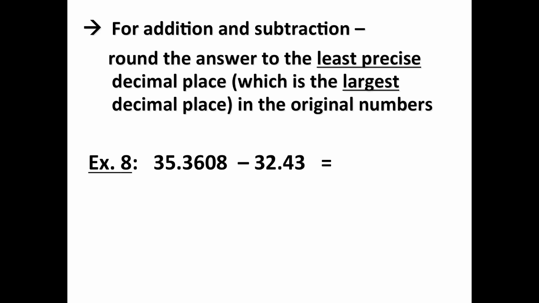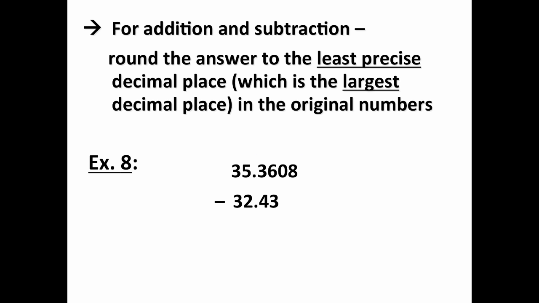What if we have 35.3608 minus 32.43? What's the result to the right number of significant figures? And here's a way to look at this that I think is helpful. Notice our first number, 35.3608, has 6 significant figures, but the key thing is this is precise or measured to the 10,000ths place. This one has 4 significant figures, 32.43, but it's known to the hundredths place. And that's going to be what matters.